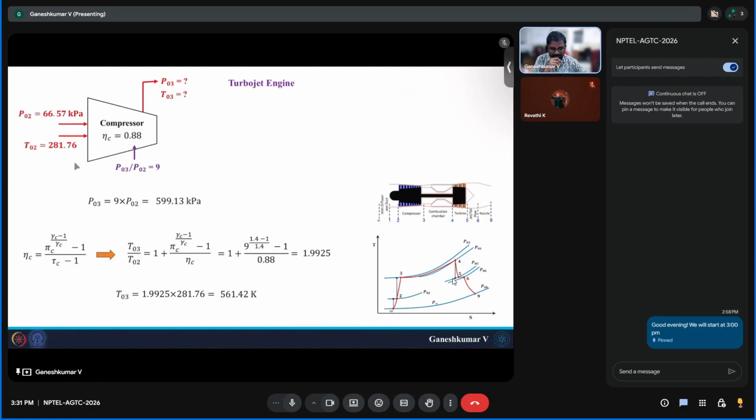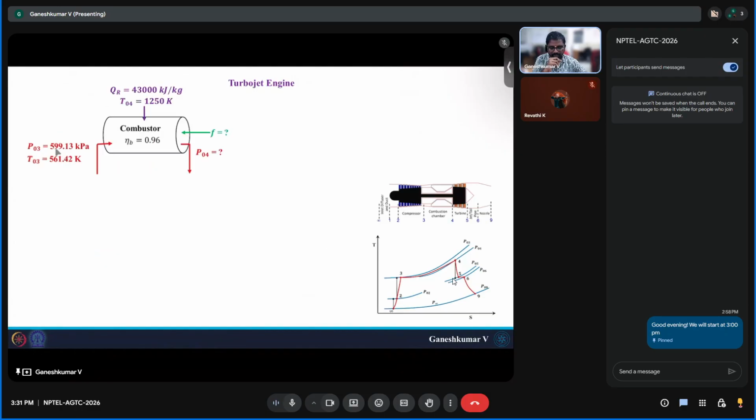So from the compressor, we have P03 to be 599.13 kilopascal and T03 to be 561.42 Kelvin. We know the combustor efficiency is 96%, and this 561.42 Kelvin has to be heated up to 1250 Kelvin. So if you want your air to get heated up to 1250 Kelvin, you have to add some fuel, do some combustion inside. What is that amount of fuel that you're going to add is what we are calculating in this calculation. Okay. So first thing we need to find out is F.